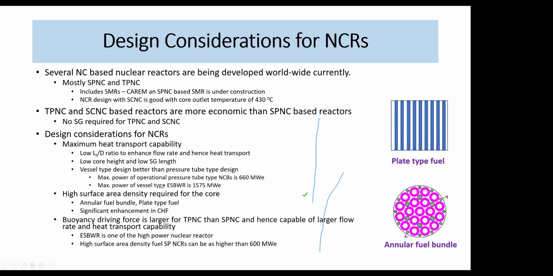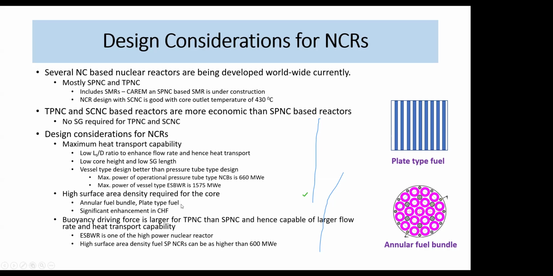See, the natural circulation ESBWR is a vessel type design. You can go for 1575 megawatt electric. Whereas, as we talked about, natural circulation boilers in thermal power plants, 660 megawatt electric is operating, but they are all pressure tube type. So that's the reason they are not able to go to this level.